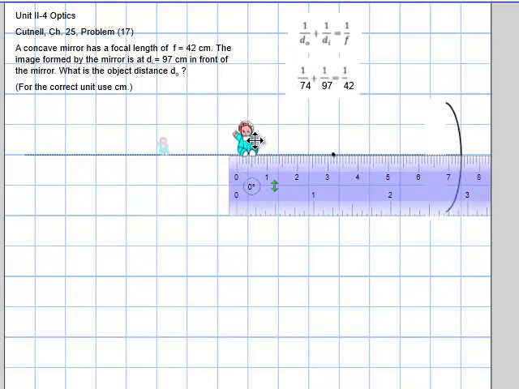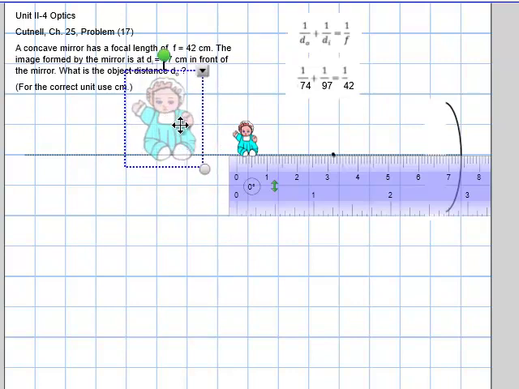So I get an image here. I'm sorry, that's the object. This is actually the object. This one is actually the image. And then the magnification equation, which I didn't write down here, says that the image distance 97 over 74 gives me somewhere around 1.3 or so, but the image is actually larger than the object, so I would have to make this one larger by about a factor of 1.3. Okay, that's a little bit too much.